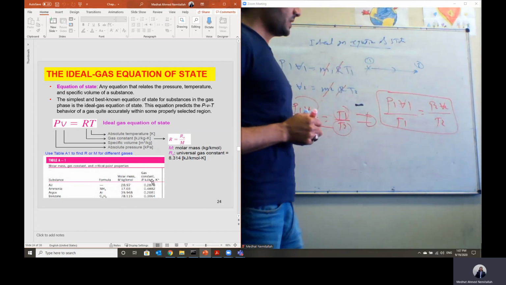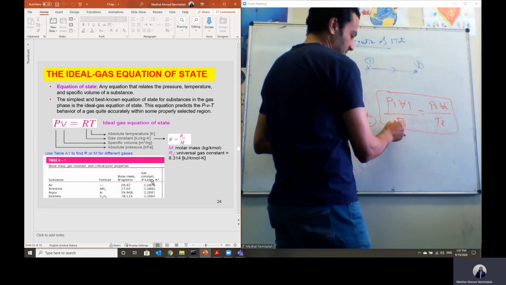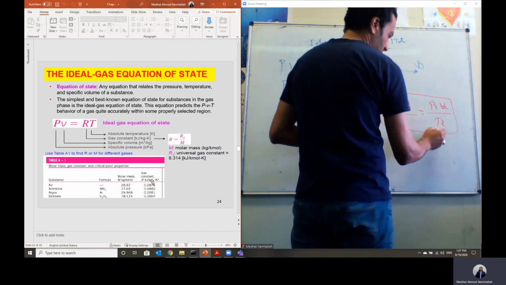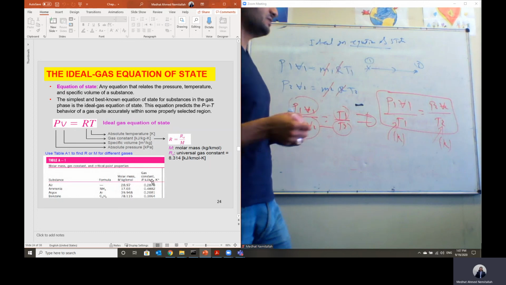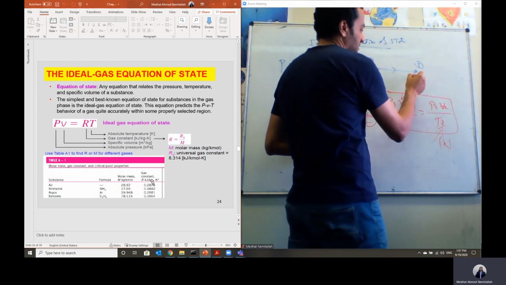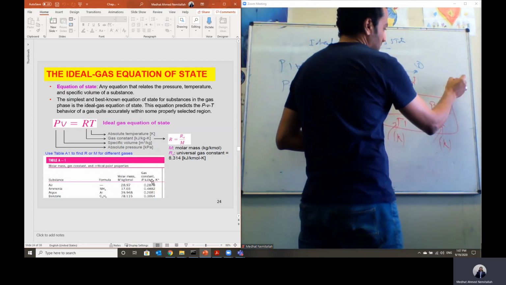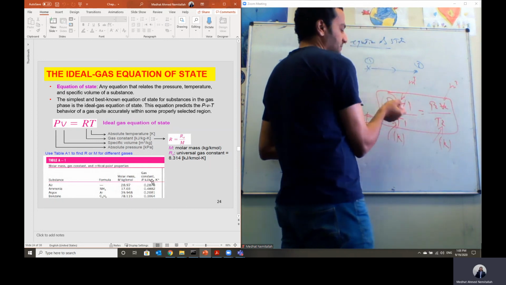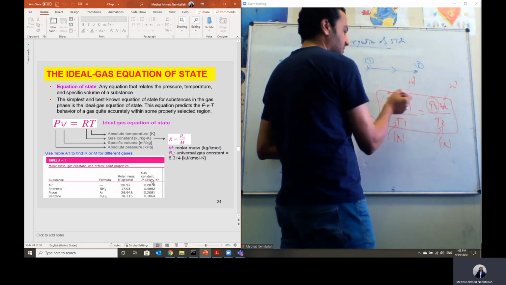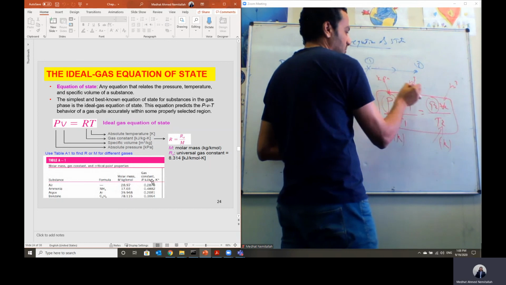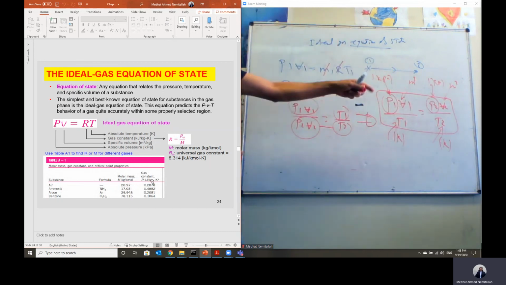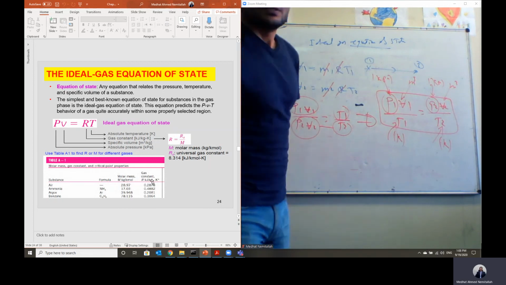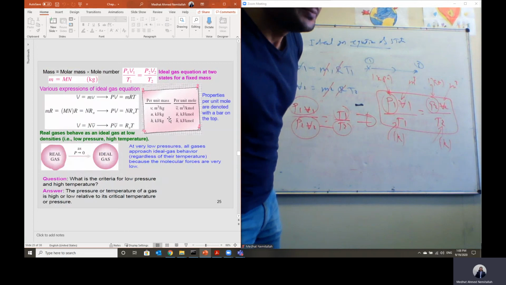This temperature should actually be in Kelvin, because in most cases you substitute in degrees. This temperature should be in Kelvin. This volume should be in cubic meters. And for this pressure, it depends. If it is bar here, then it will be bar here. If it is kilopascal here, then it should be kilopascal. If it is pascal, then it should be pascal. You have to unify the unit of pressure in this case. So let's solve an example here.